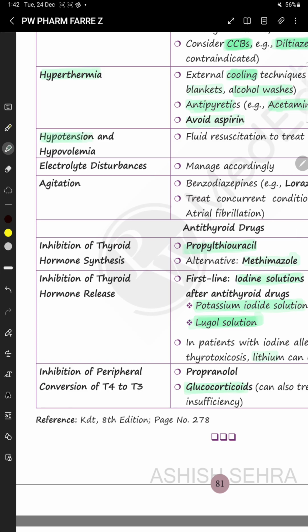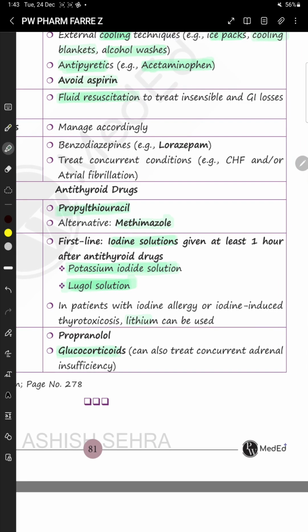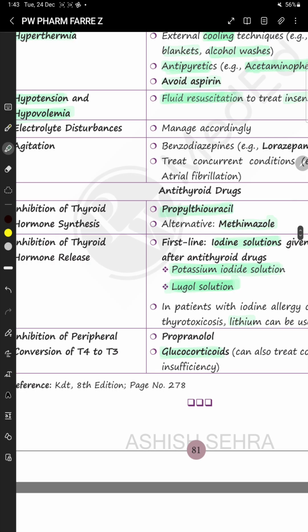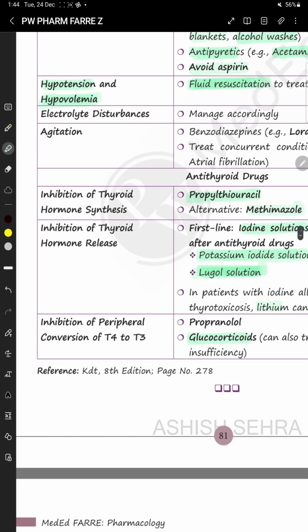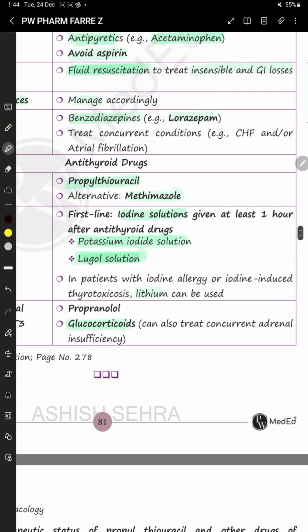Then to treat hypotension and hypovolemia, fluid resuscitation is done to treat the insensible and GI losses. Electrolyte disturbances are managed accordingly. To manage agitation, benzodiazepines are given, for example lorazepam. Concurrent conditions like CHF, that is congestive heart failure, and atrial fibrillation are also treated.